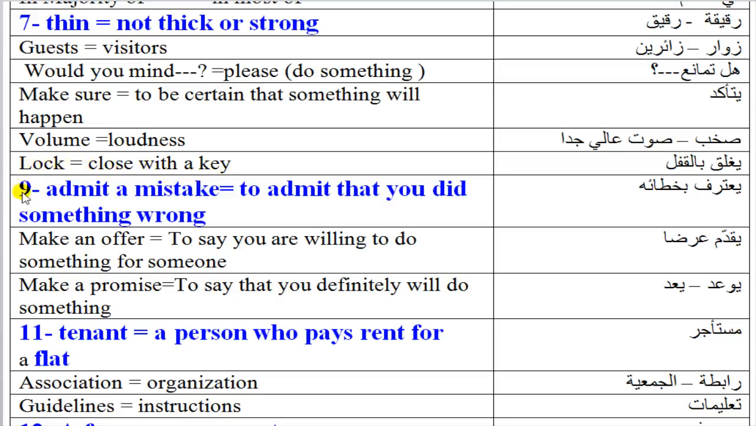Exercise number 9. Admit a mistake, to admit that you did something wrong. Admit a mistake. I can make the T a soft T, with T between two vowels, I and A, and the sound of a sound.